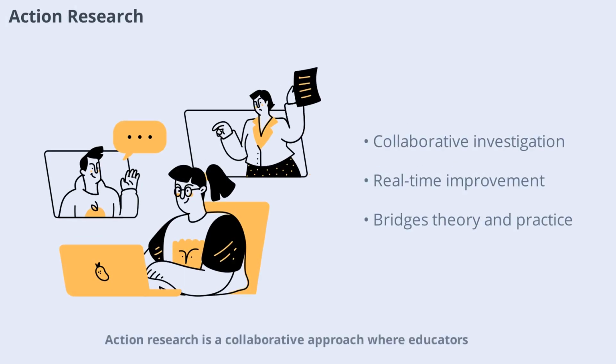Action research is a collaborative approach where educators systematically investigate their own practices to improve outcomes. Teachers or administrators identify a problem, implement a strategy, and collect data to evaluate its effectiveness. This cycle of planning, acting, observing, and reflecting empowers practitioners to make evidence-based changes in real time. Action research bridges the gap between theory and practice, fostering continuous improvement in educational settings.